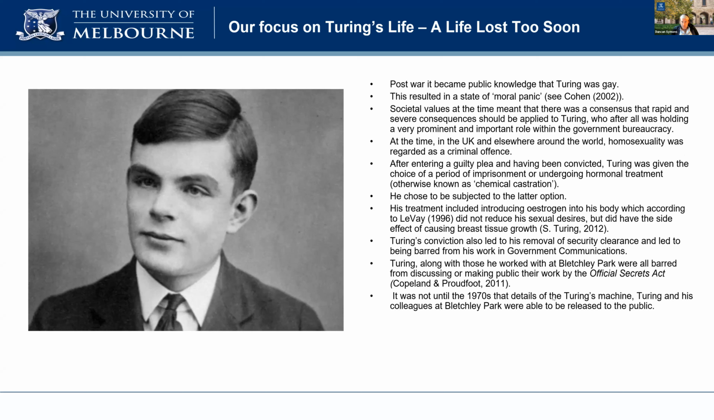Turing's conviction also led to the removal of his security clearance and led to him being barred from his work in government communications. The other thing about it is that Turing and his colleagues were all barred from discussing or making public their work by the Official Secrets Act. And it wasn't until the 1970s that details of the amazing work that group of people had done, and the really important role that they'd played in sort of winning the Allies the war, I guess, became known.